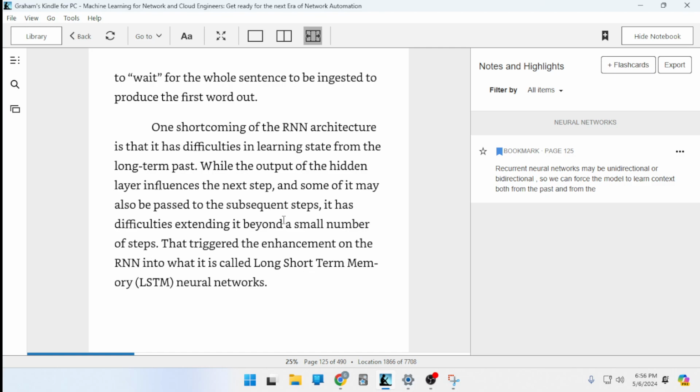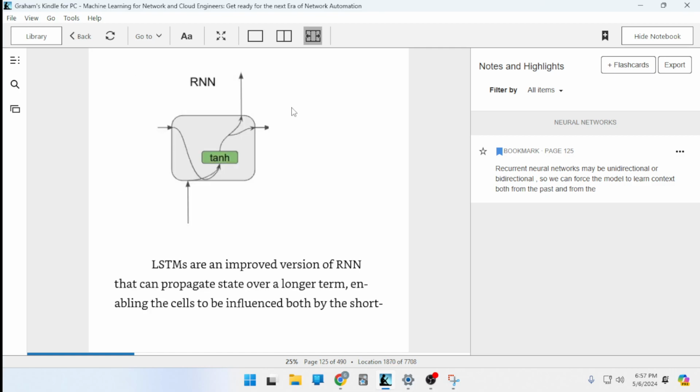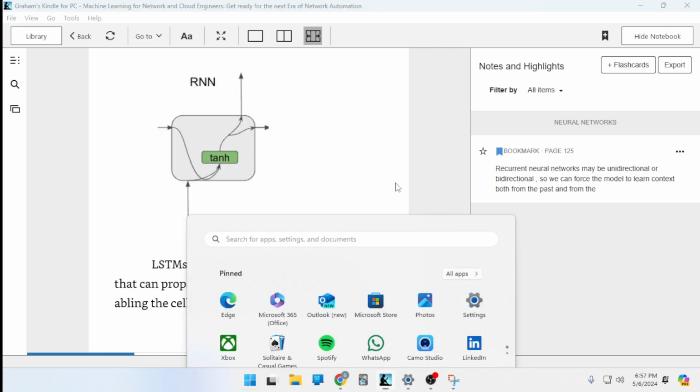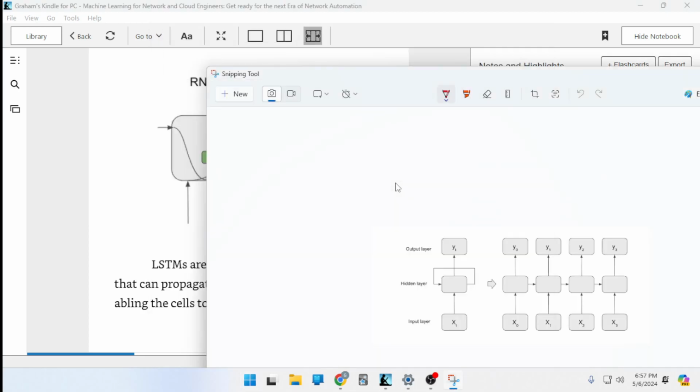So RNNs have a major shortcoming. So the shortcoming is, it has difficulties in learning state from the long-term past. So it was enhanced, it was rewritten, and it was turned into long short-term memory, LSTM neural networks instead. So RNN probably isn't used that much today, I would assume. But who knows? All right, so let's see what ChatGPT has to say about this.